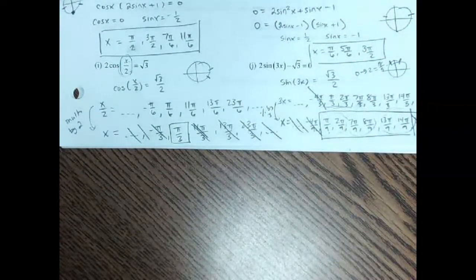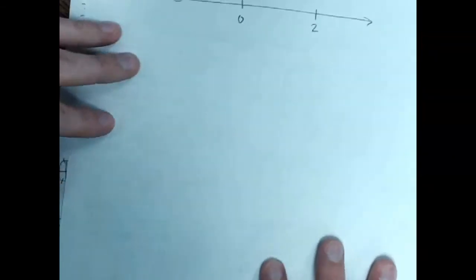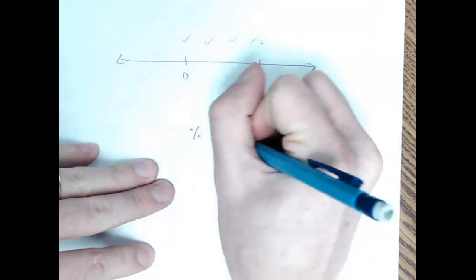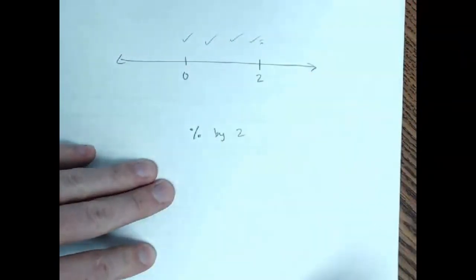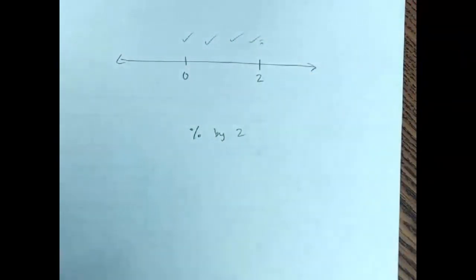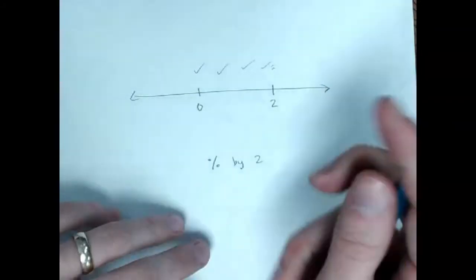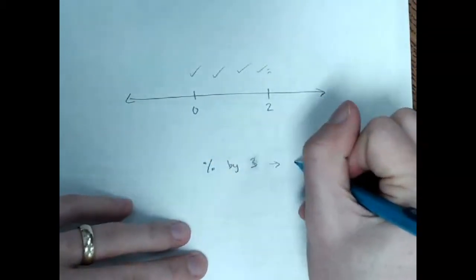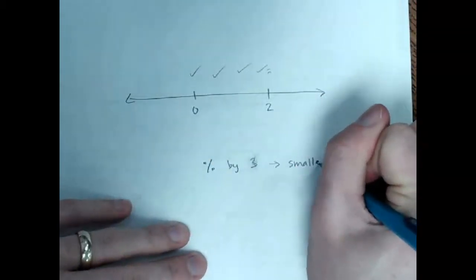So let's think about a little bit of a conceptual idea. If I divide by 2, that's going to make something smaller, right? Actually, I multiplied by 2, I divided by 3. So let's go divide by 3, sorry. When I divide by 3, you're going to make something smaller.